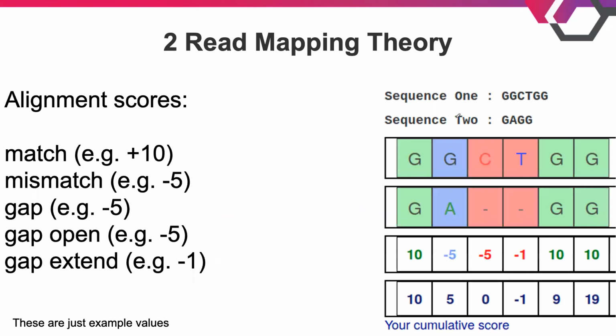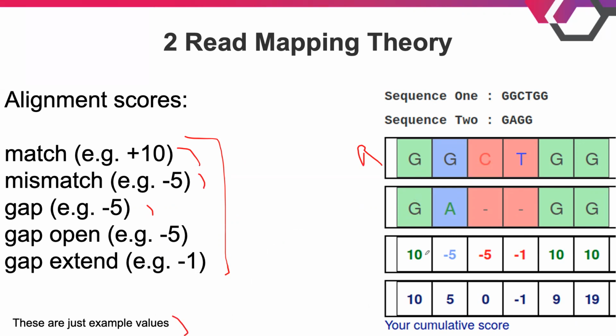So if we think about an example here where we have two sequences, here is the reference sequence, and we're trying to align to this reference sequence of GG, CT, GG. We can use these scores, like the example on our left here, to add a positive score for a match, a negative score for a mismatch and a gap, and then include gap opening and extension penalties as well. So these are just example values to consider this.